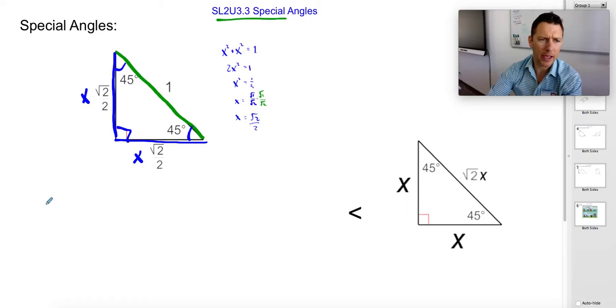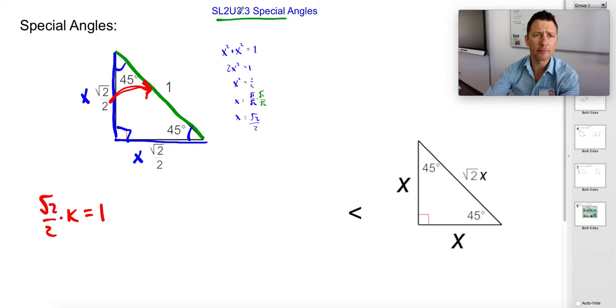I want to take my x value, which is root 2 over 2. I want to multiply by some constant, let's see what that k is, and I should get 1. I want to see how you go from here to here. So if you're trying to find k, this is multiplying by a fraction. To get rid of that fraction, you can divide by the fraction, divided by root 2 over 2. You divide by root 2 over 2. These cancel and you're just left with k.